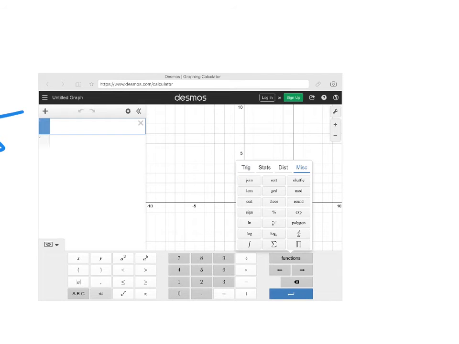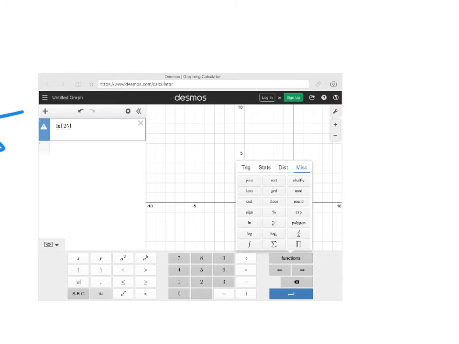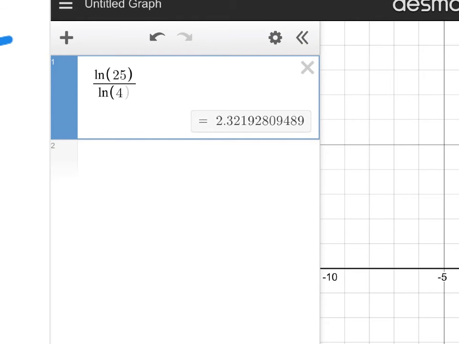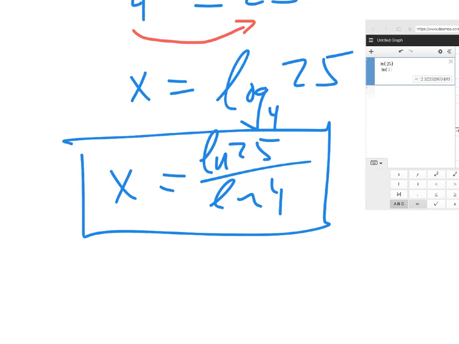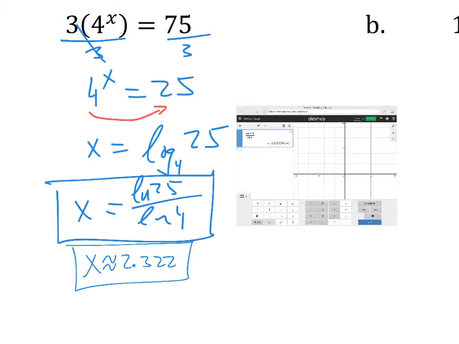So we got the natural log of 25. And then we're going to divide by the natural log of 4. And there it is. 2.322 is good. Okay. 2.322. So x is approximately 2.322. So again, we have an exact answer here with the logs, and an approximate answer with just the decimals there.